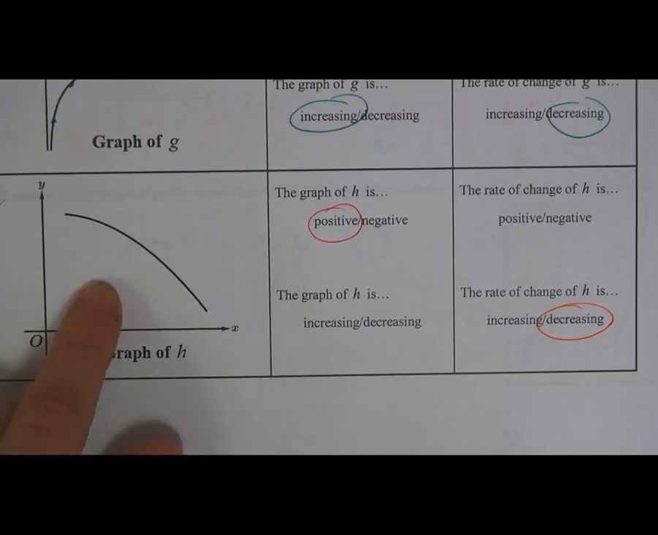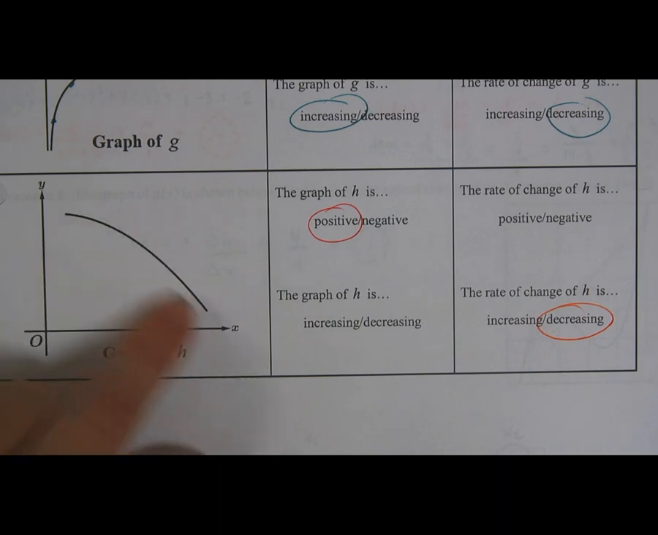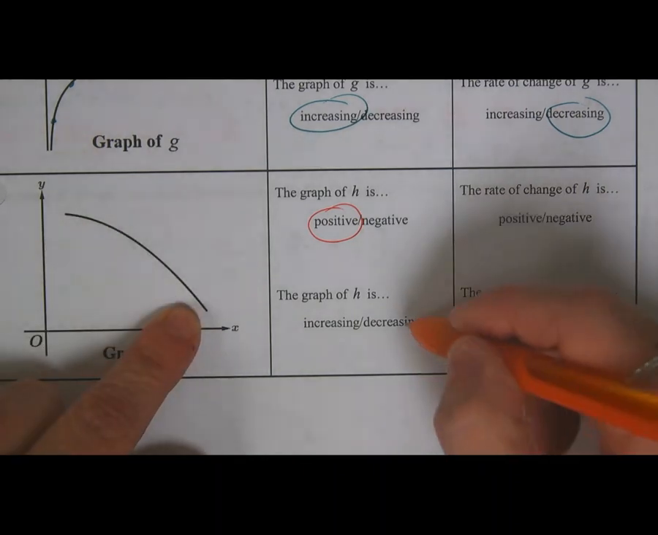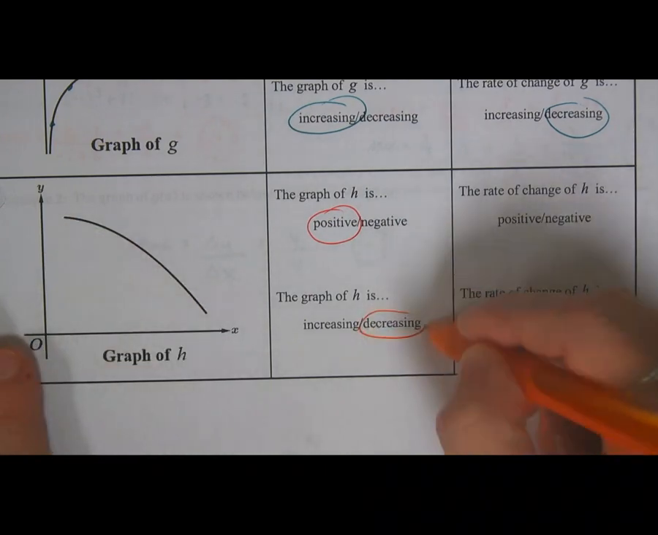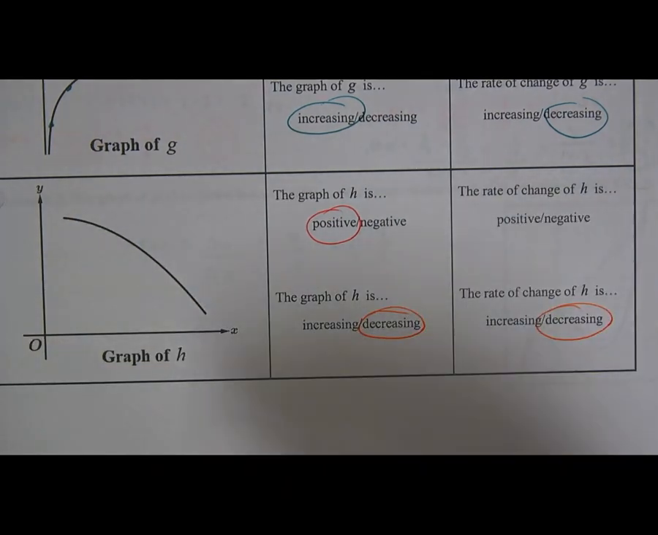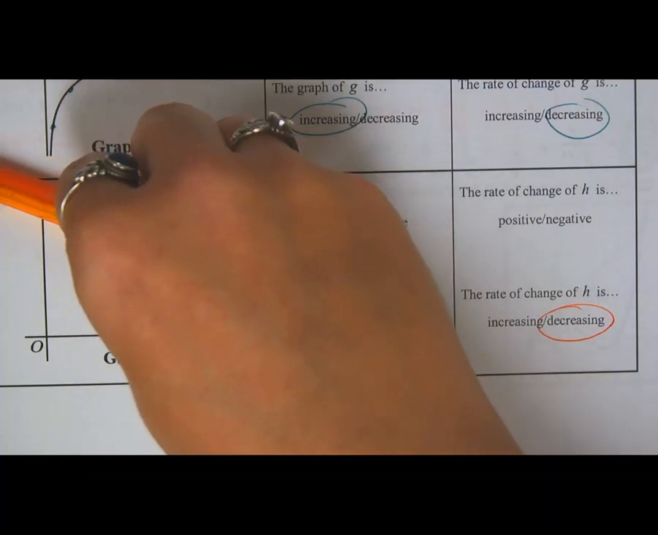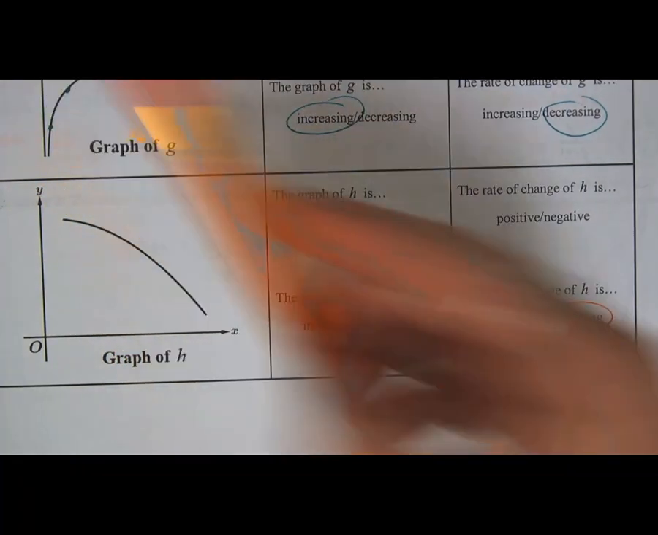The graph of H, big picture, increasing or decreasing? It's decreasing as you move from left to right. It's going in the downward direction. And what about the slope the entire time? What's the slope of all those tangent lines? It's negative. Very good.